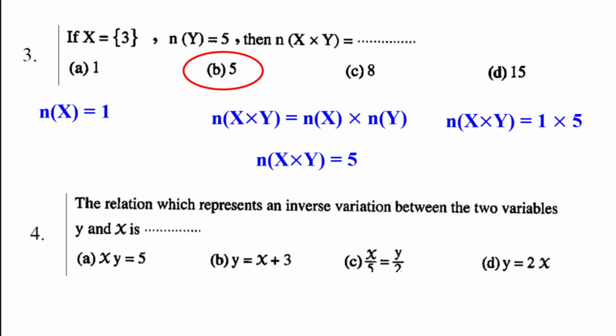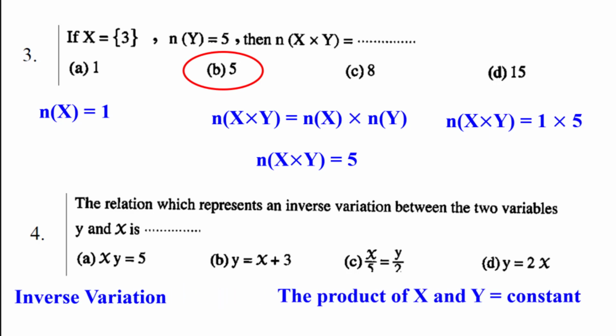Number 4, the relation which represent an inverse variation. He said an inverse variation between the two variables y and x. So we have inverse variation. The product will be a constant. Which one is the product will be a constant here? Look at the first one, which is a. X times y equals 5. So the product of x and y equals 5. So the correct answer, guys, is A.